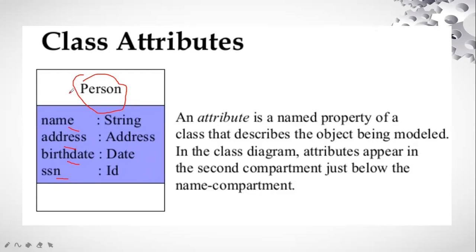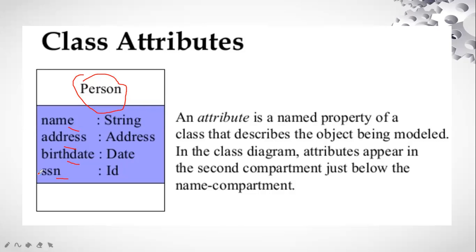So in the first compartment, there will be the name of the class. In the second compartment, there will be the attributes of the class. When we state attributes, we also need to define the data type of each attribute we are using. For name, the data type is string. For address, we can also give string. For birth date, we can take date.